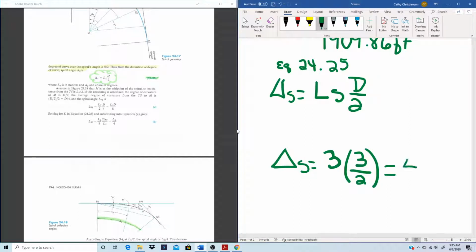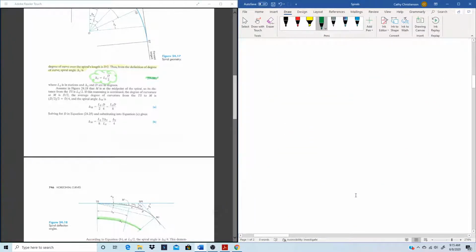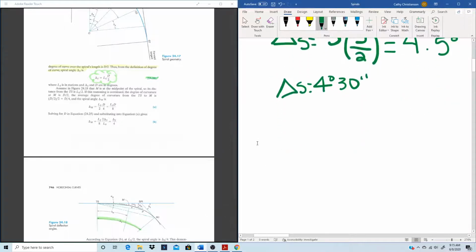It should give you 4.5 degrees, and then if you put that in degrees, minutes, seconds, it would be 4 degrees 30 minutes. So that would be your theta S. Alright, good so far? Alright, so we are going to solve next for x.